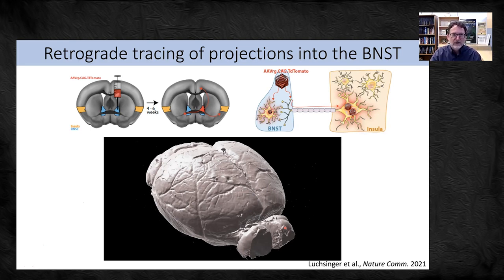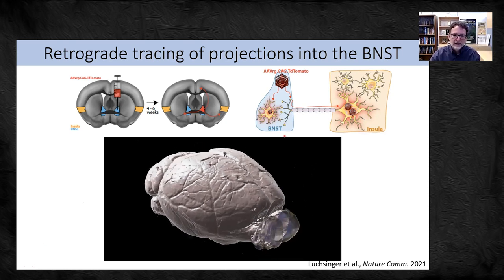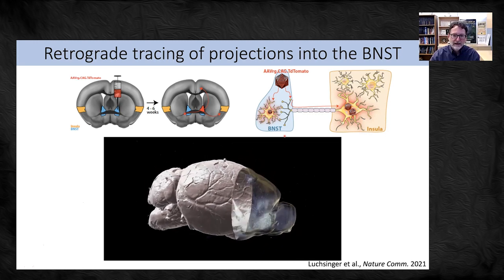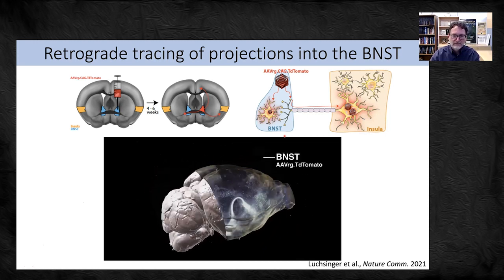Here we simply use a retrograde adenovirus. We infect BNST neurons specifically with this adenovirus, wait a period of time during which that virus is taken up by regions of the brain that project to the BNST. And then we process the brain using a brain clearing approach so that we can image the entire brain using light sheet microscopy. And so this gives you an idea then of the various inputs to this BNST region.